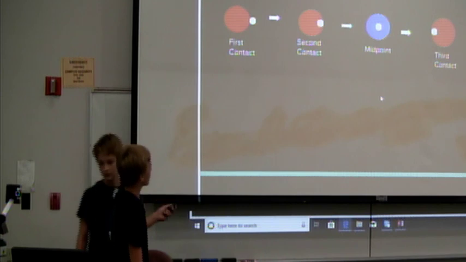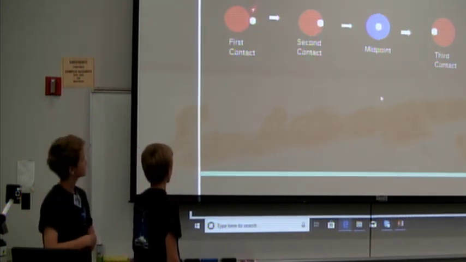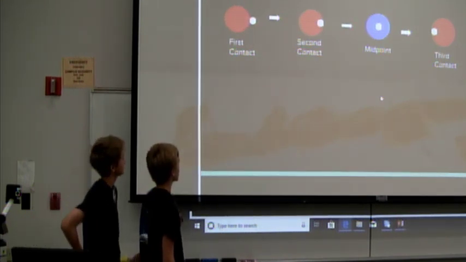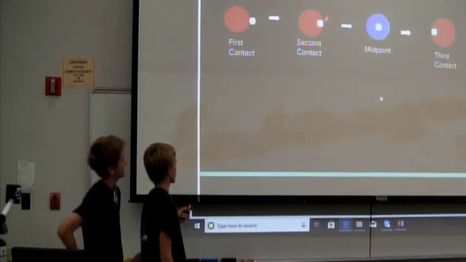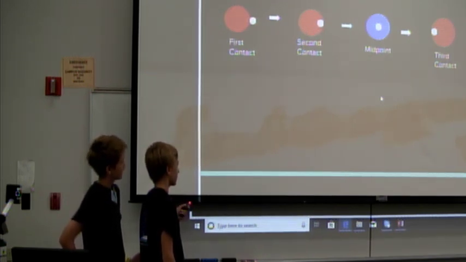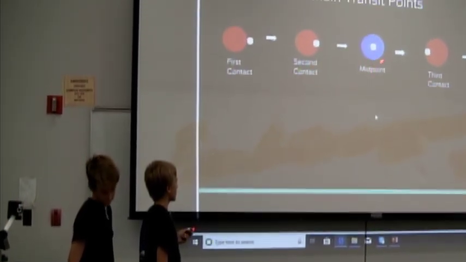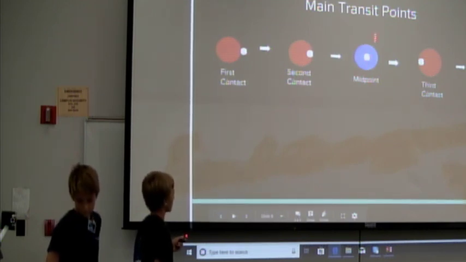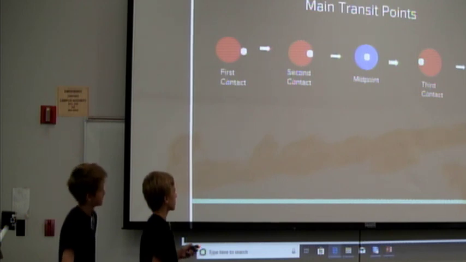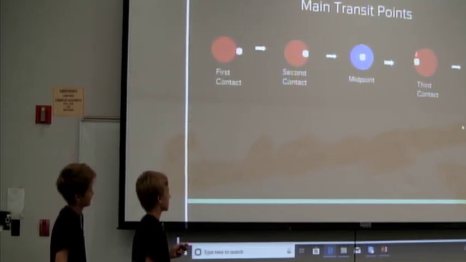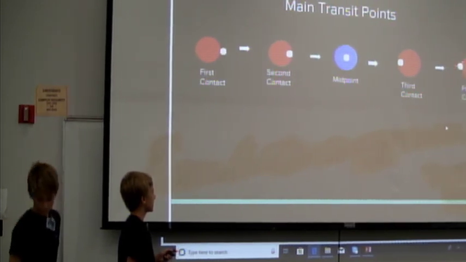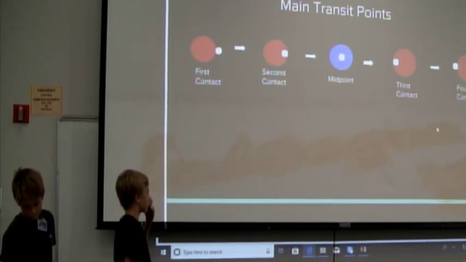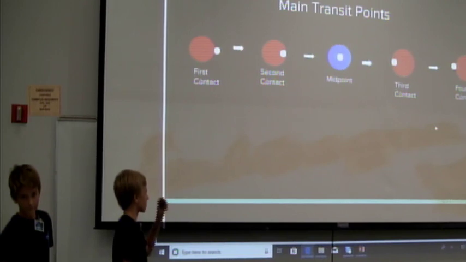The main transit points are first contact, when the planet first touches the star. Second contact is when the planet is fully in front of the star. Midpoint is when it's exactly in the middle of the star. Third contact is when it just touches the edge. And fourth contact is when it finishes going in front of it, and it starts going around it.